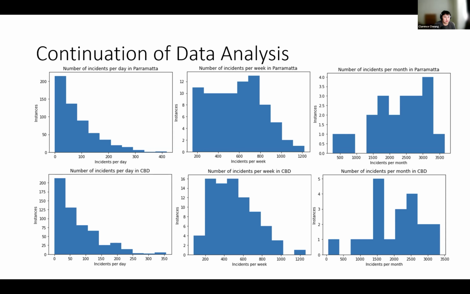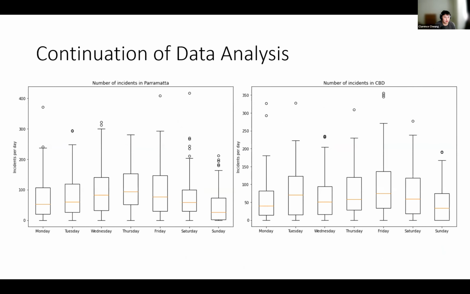I also did a box plot. This was per every weekday. We can see there's some outliers per day. But besides that, we can just see there's incidents occurring in each day. Some days have more incidents occurring, but some days have less. We can see that on both of these, for Parramatta and CBD, Sunday has the least amount of incidents occurring.